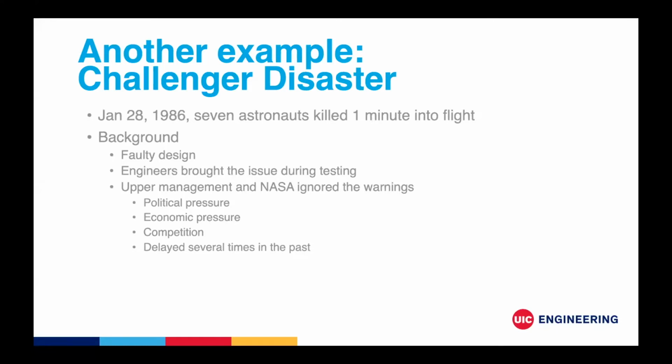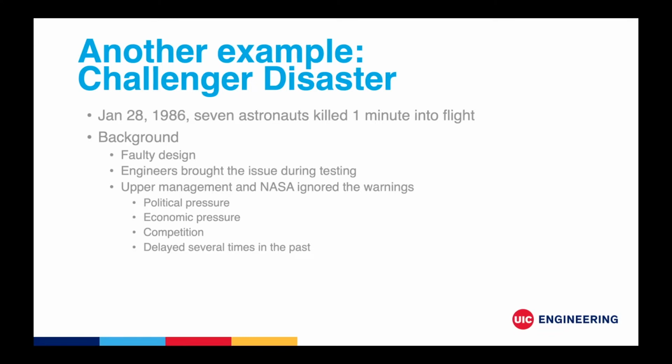But the administrators actually ignored the warnings of the engineers, and there were a few reasons in that scenario. There was political pressure. The political pressure was because I think it was maybe Reagan who was trying to seek a second term, and so there was pressure to get the mission going. There was economic pressure because I think there was a similar program in Europe, and they were also sending people in space, and so they also wanted to do this as fast as possible.